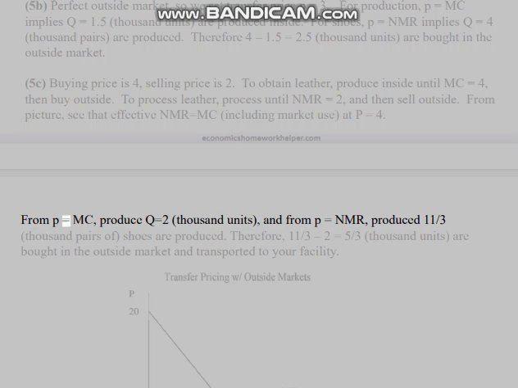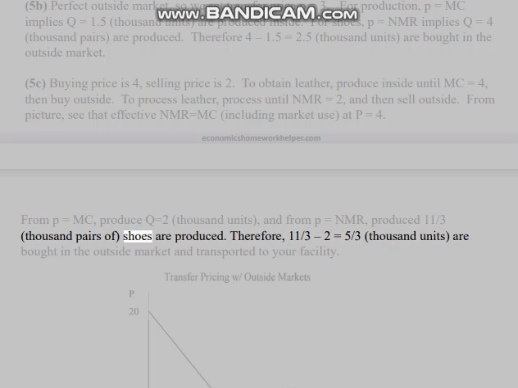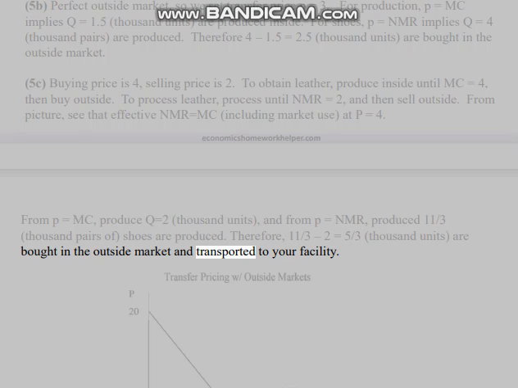From P equals MC, produce Q equals 2,000 units, and from P equals NMR, 11/3 thousand pairs of shoes are produced. Therefore, 11/3 − 2 equals 5/3 thousand units are bought in the outside market and transported to your facility.